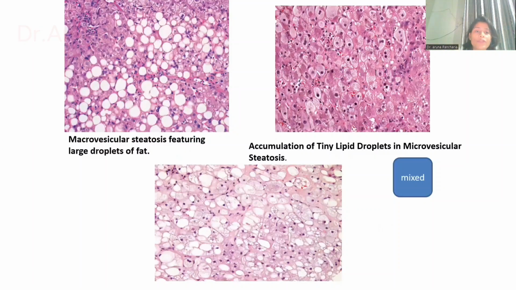So this is a histological diagram. You can see here this is microvesicular, here macrovesicular because the nucleus is pushed toward the periphery, and here it is a mixed type of pattern. So this was all about alcoholic cirrhosis and, in short, steatosis.